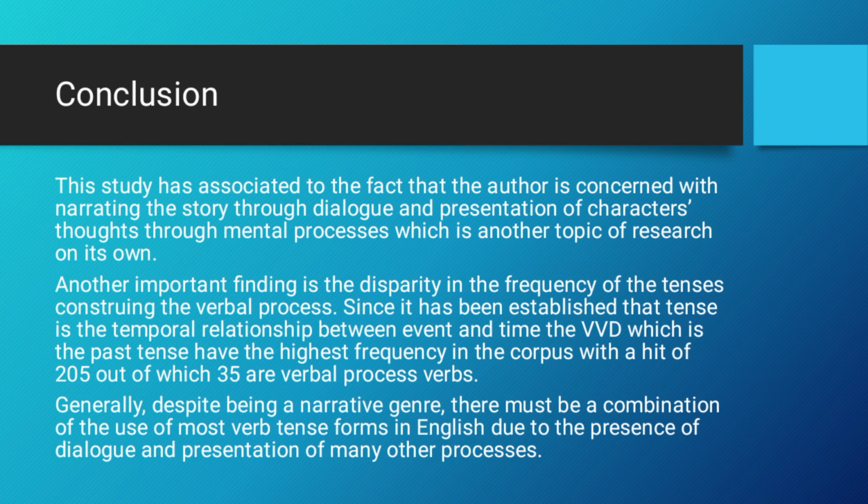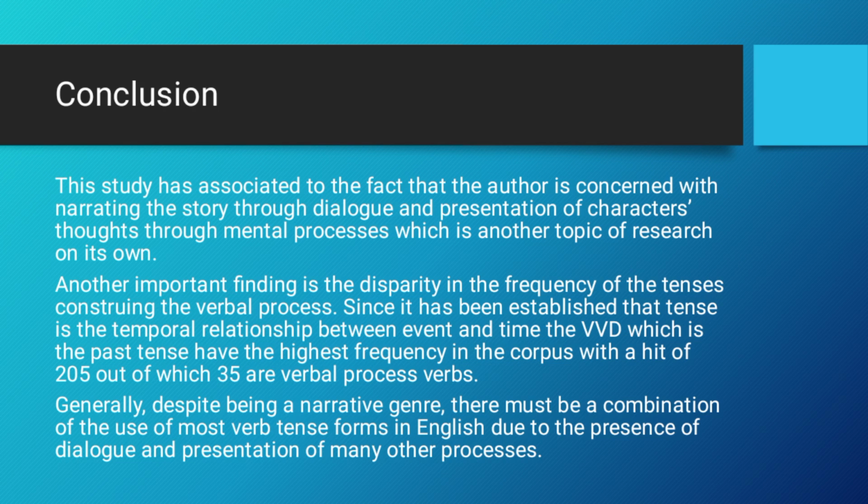Another important finding is the disparity in the frequency of the tenses construing the verbal process. Since it has been established that tense is the temporal relationship between event and time, the simple past tense represented by the VV code has the highest frequency in the corpus, with a total hit of 205, out of which 35 are verbal process verbs.